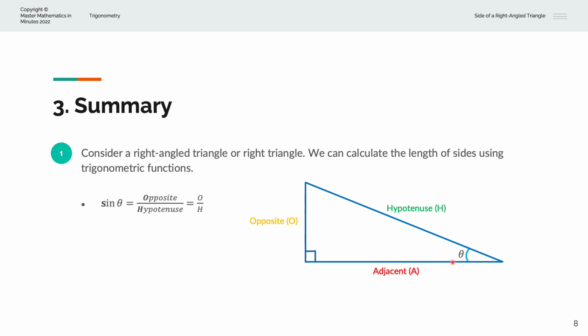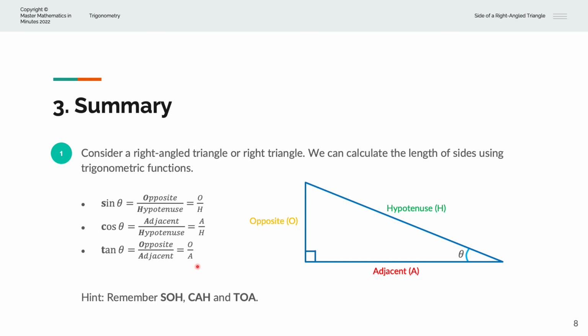So we have sine of theta is equal to the opposite over the hypotenuse, or O over H. The cos of theta is equal to the adjacent side over the hypotenuse, or A over H. And the tangent of theta is equal to the opposite side over the adjacent side, or O over A. So the hint is to remember the words SOH CAH TOA. S stands for the sine function, O is the opposite side, and H is the hypotenuse. And similarly, C stands for the cos function, A is the adjacent side, and H is the hypotenuse side.